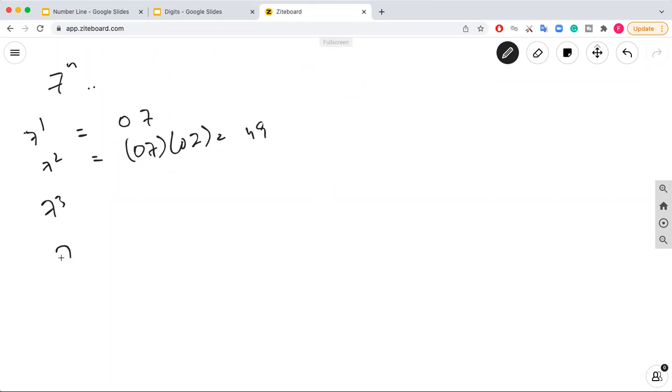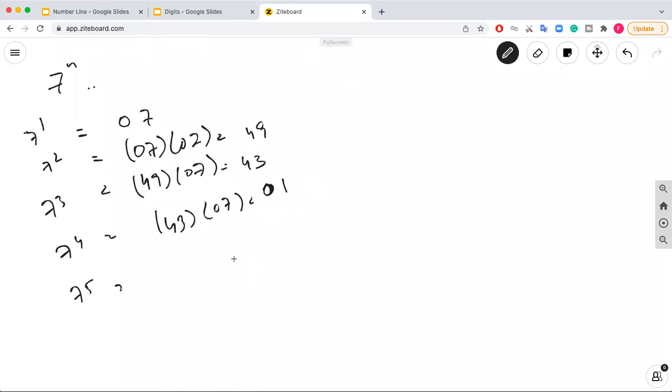And the next one is for 7. This is very simple. First one is 07. Second one is 07 into 07, which is 49. Then 49 into 07 is 43, and 43 into 07 is 01. Afterward, this will repeat as 07, 49. So there is a cyclicity of 4.